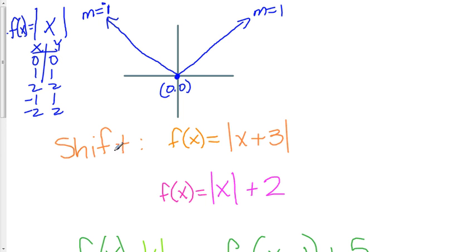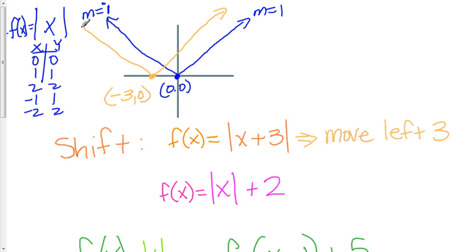Now then, if we want to shift a function, it would be something along this line, f of x equals absolute value of x plus 3. When you see this, because it is affecting x, anything that affects x, it moves it in the opposite direction. So this would actually shift the graph or move it left 3 places. So instead of our vertex being at (0, 0), it would be at (-3, 0). The slope of this side would still be 1, and the slope of this side would still be a negative 1.